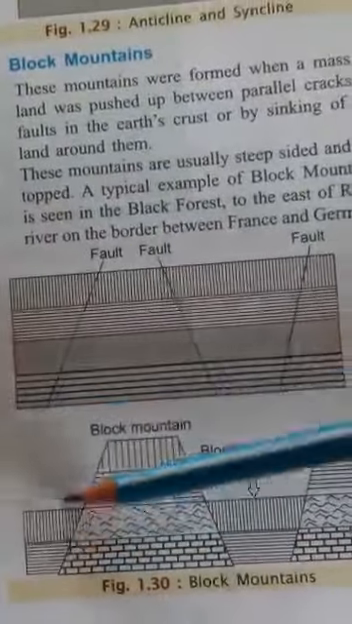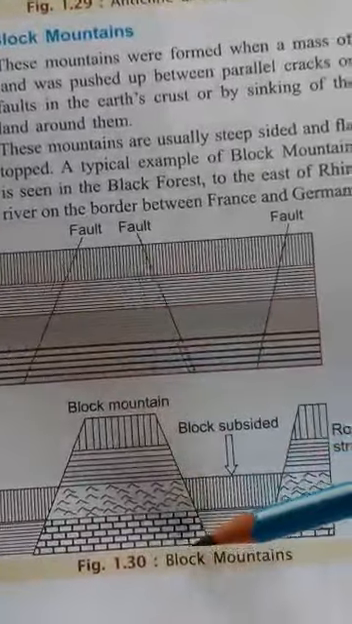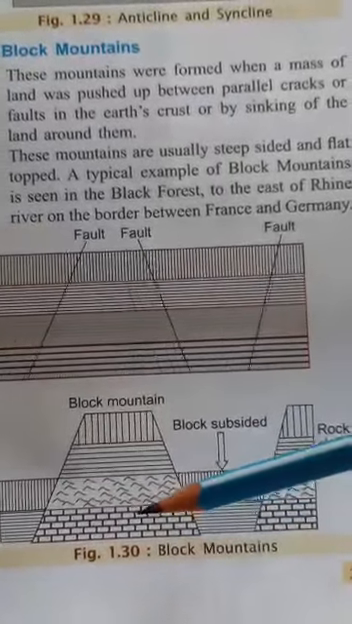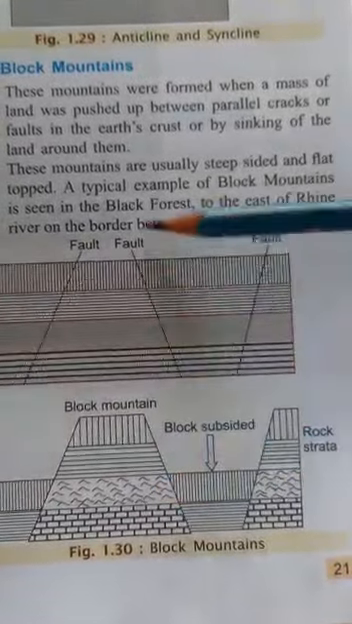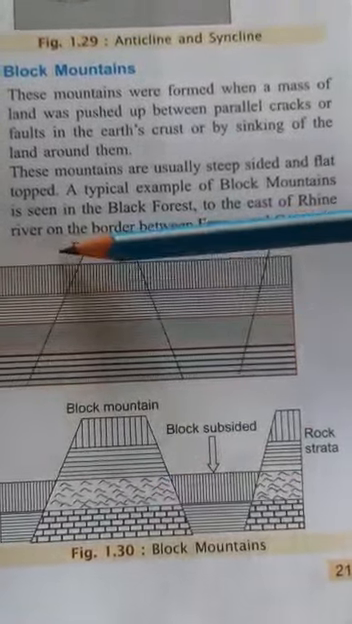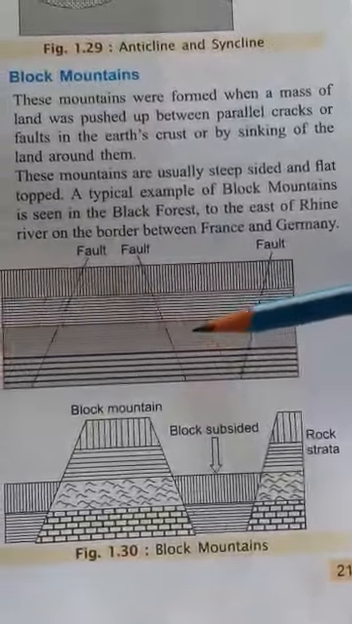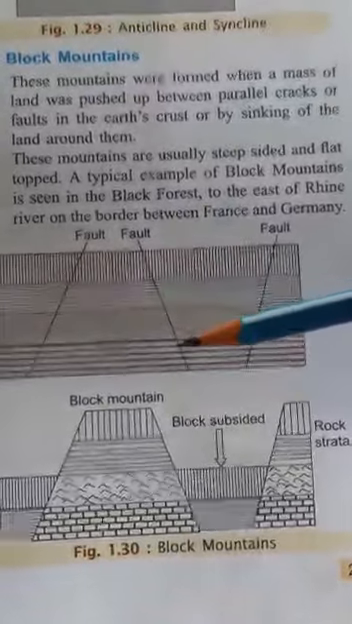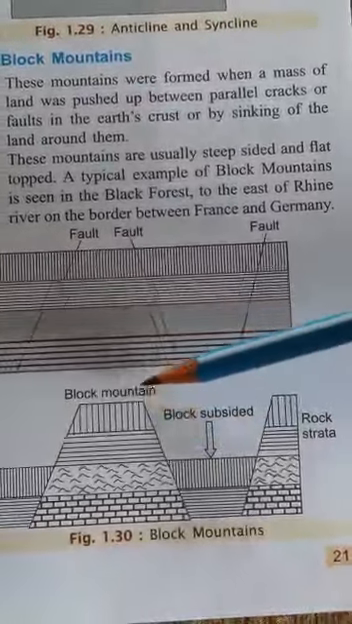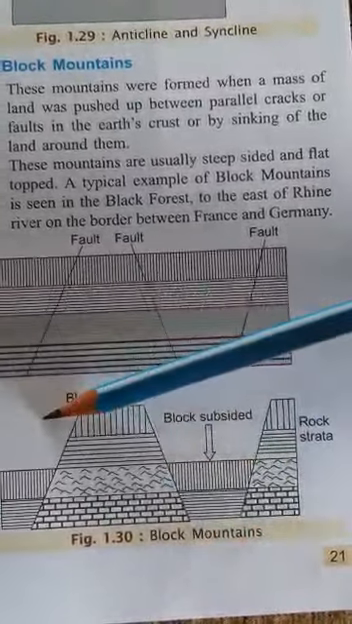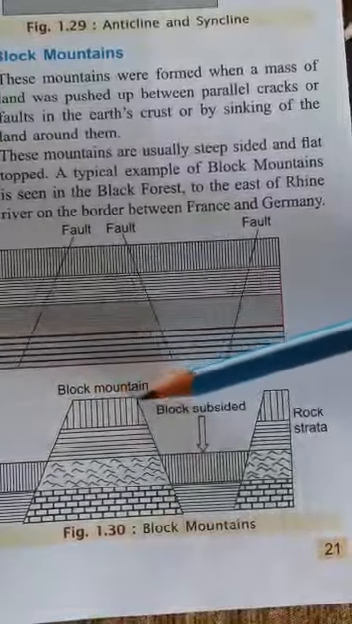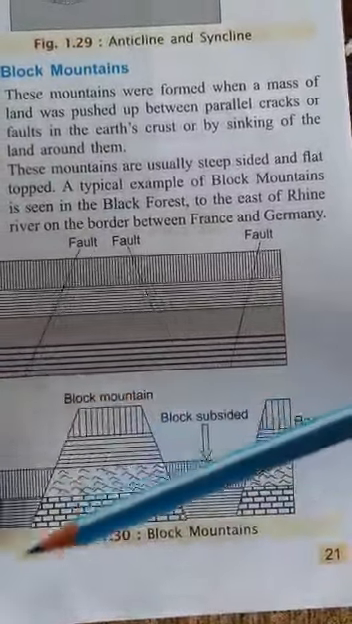Now coming to the block mountains, you can see these are the block mountains. These mountains are formed when a mass of land was pushed up between the parallel cracks, that is fault. You can see these are the faults in the earth's crust, or by sinking of the land around them. These mountains are usually steep sided and flattened at the top. You can see this is a flat surface at the top and steep at the sides.